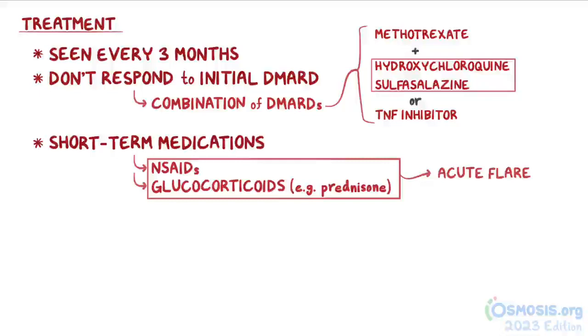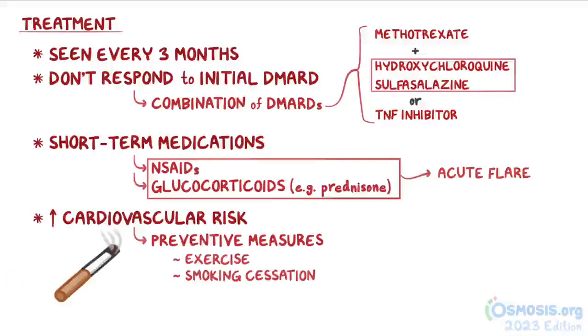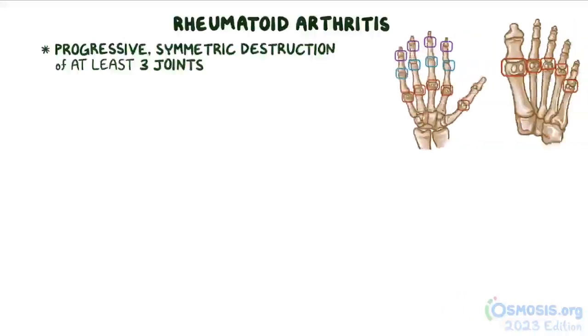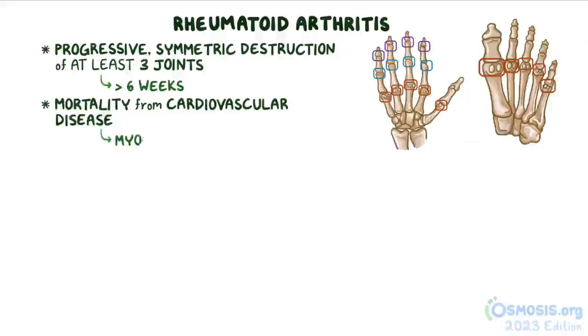Finally, since individuals with rheumatoid arthritis have an increased cardiovascular risk, they should take preventative measures like exercise and smoking cessation, as well as routine use of low doses of aspirin and lipid control with statins. Alright, as a quick recap, rheumatoid arthritis causes progressive, symmetric destruction of at least 3 joints, especially in the hands and feet, over more than 6 weeks. But the main mortality comes from cardiovascular disease, especially myocardial infarction and stroke.